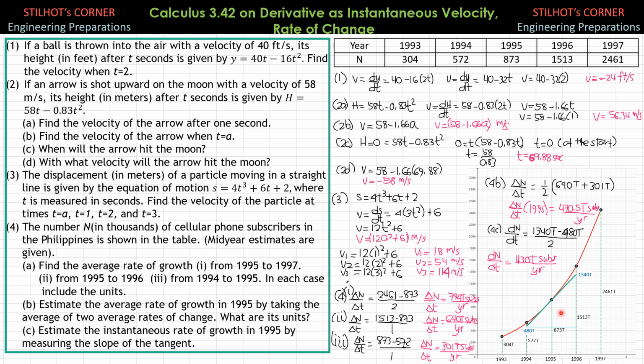So therefore, the slope of this tangent line is 1,340,000 minus 480,000. And because this is between 1994 and 1996, the time is 2 years. So divided by 2, so the average dN/dt is 430,000 subscribers per year. So take note that your answer may be different a little from here because it depends on the estimate of the slope of this tangent line. So you just get the vertical distance divided by horizontal, which is in years.